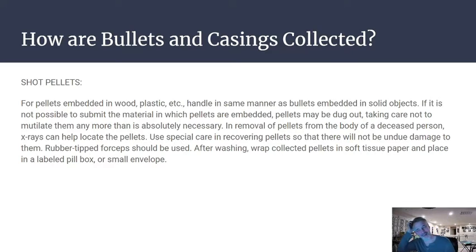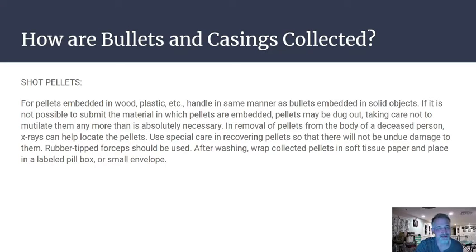The pellets, we're not quite as worried about getting those out of whatever they happen to be embedded in in a pristine manner. So you still want to try to do as little damage to them as you can, but remember, shotguns don't have rifling, so usually you're not going to get any kind of markings on the pellets that would conclusively tell you which gun they may have come from.